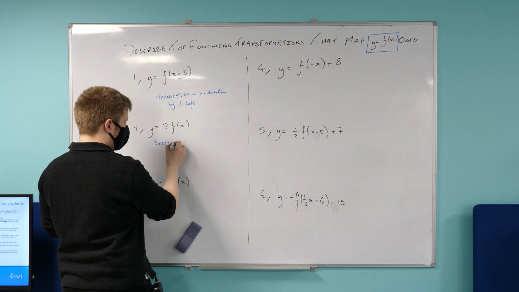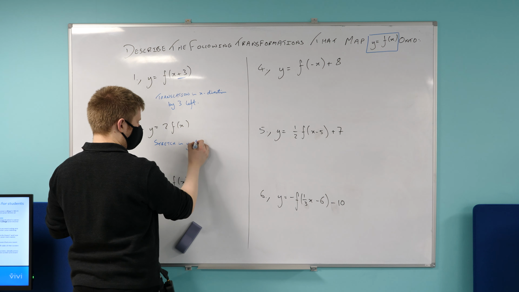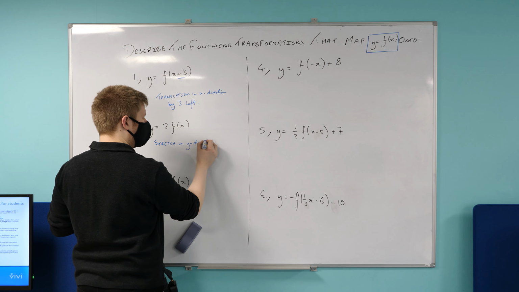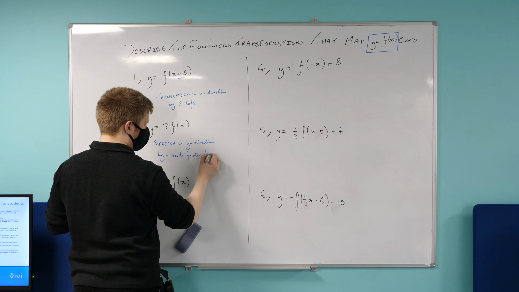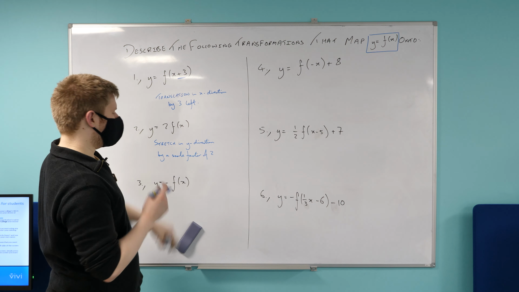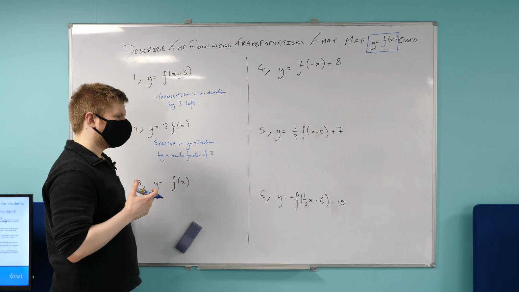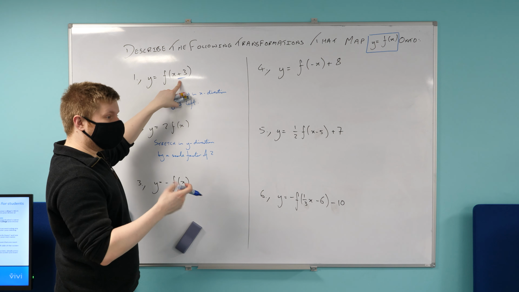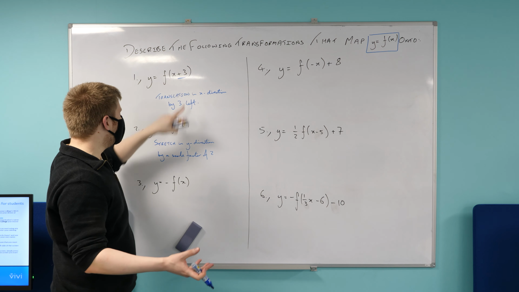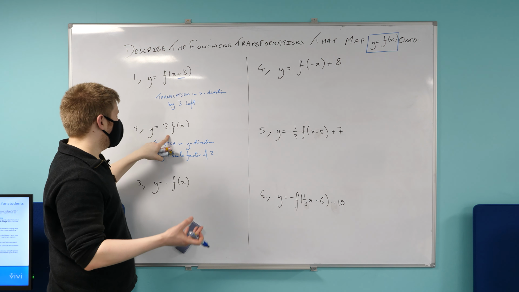Good, so it's a stretch. In the y direction, perfect. By a scale factor of 2. Perfect, well done. How do you know it's a stretch? Because you're multiplying. So this one you're adding, which means it's a translation or a shift. This one you're multiplying, so therefore it's a stretch.